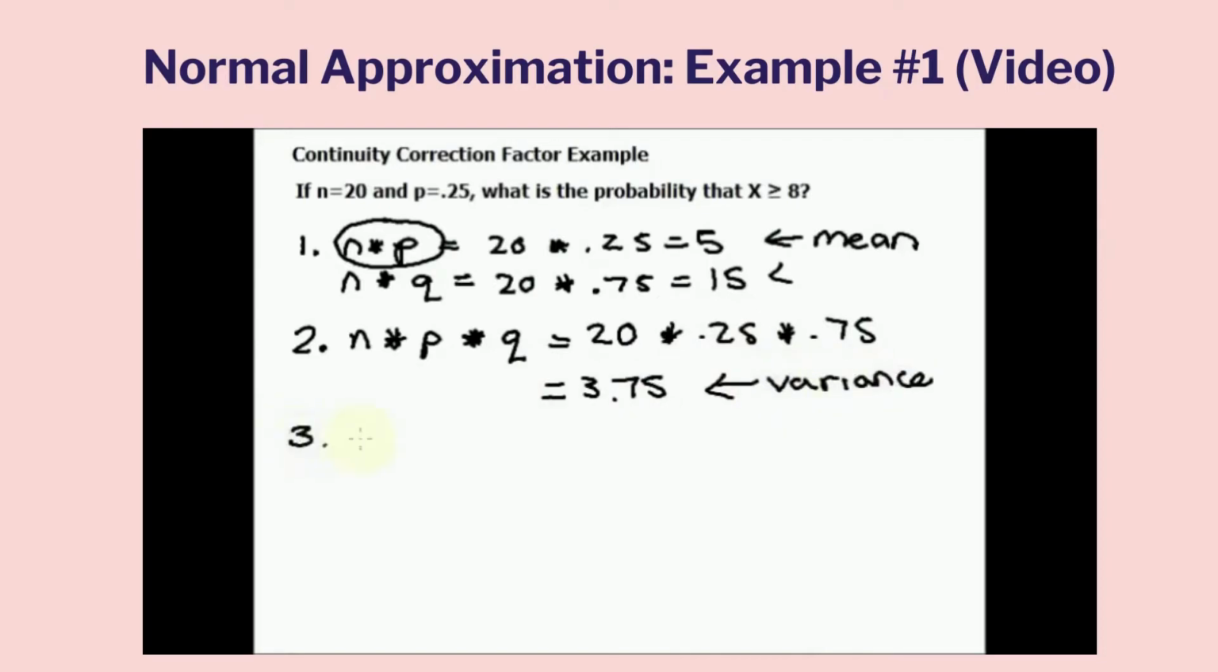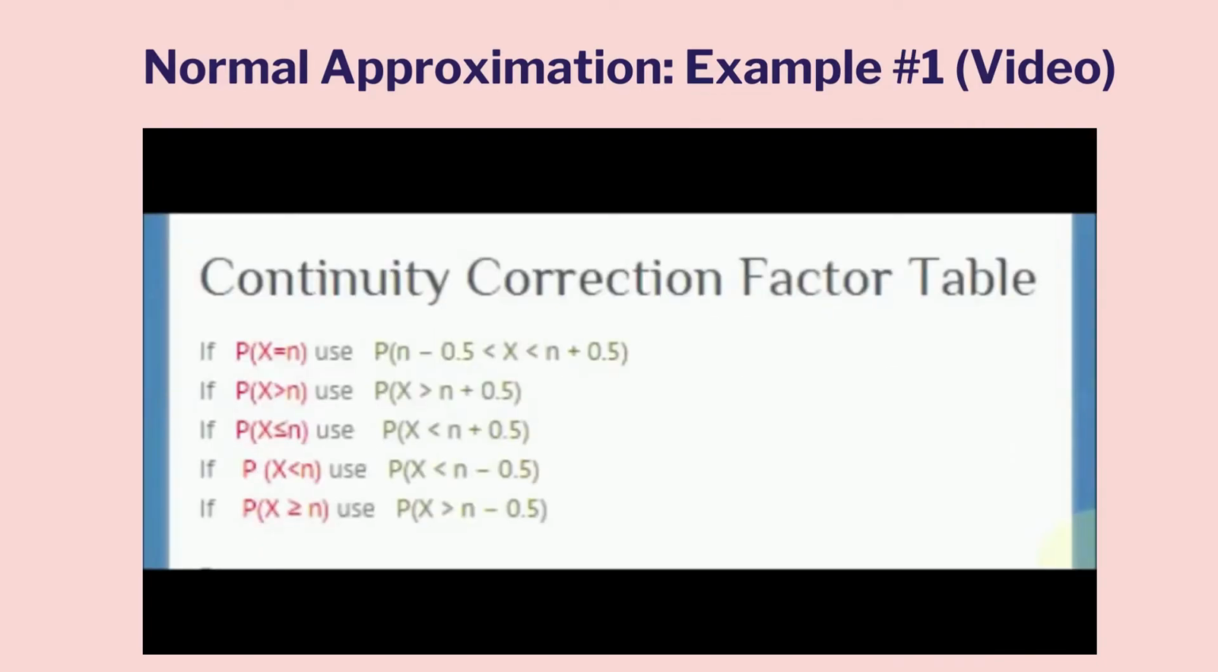Next, I want to actually use the continuity correction factor. I'm going to consult a chart. You can find this table on our website, statisticshowto.com. What I'm looking for here is the probability that x is greater than or equal to 8.